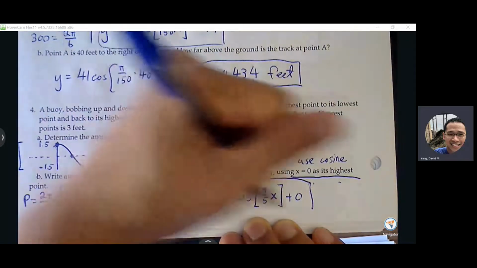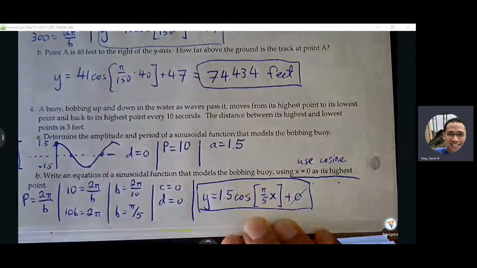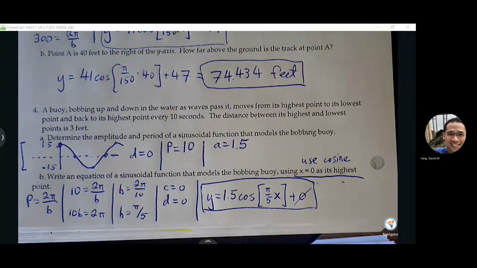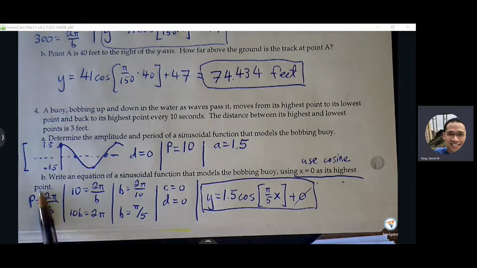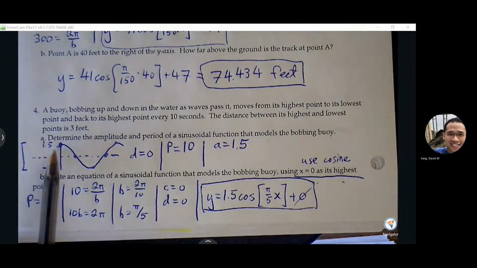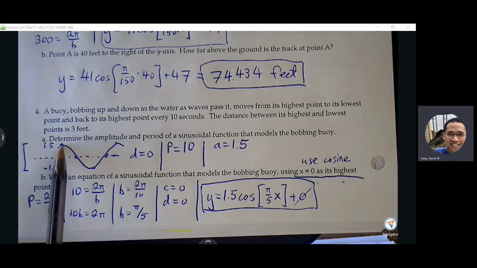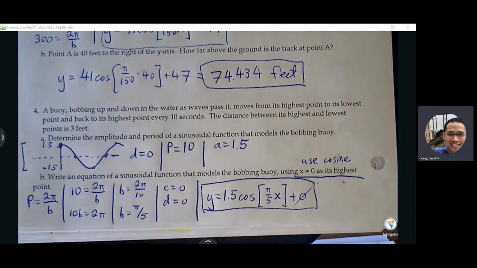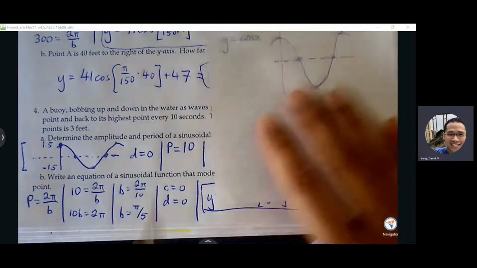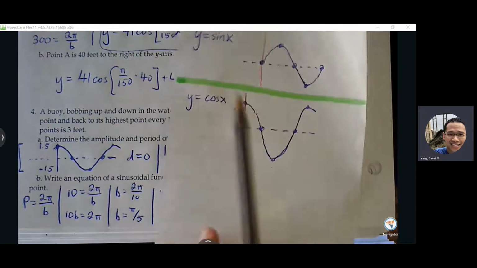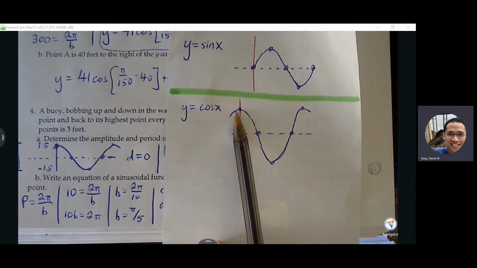Yeah, you can leave that plus 0 out. We don't need that, actually. I didn't know if you used cosine based on that. It says that x equals 0 is the highest point. So that means when it begins, it's going to be at the highest point. And that clues us in that we're not starting at the midline. Right? If we start at the highest point, it just makes more sense to match it with cosine.